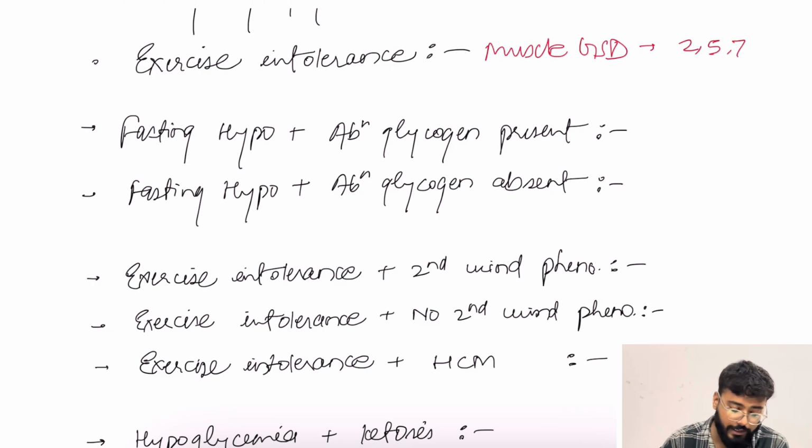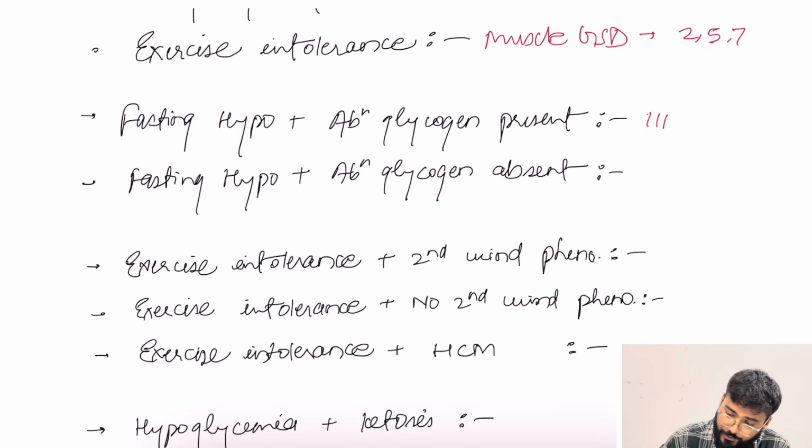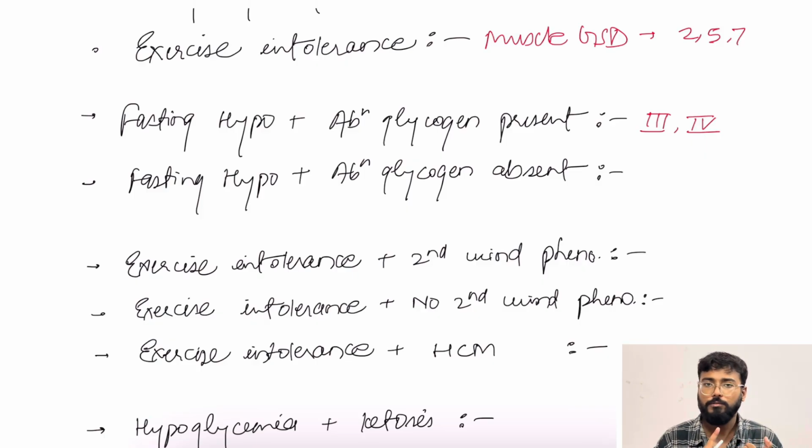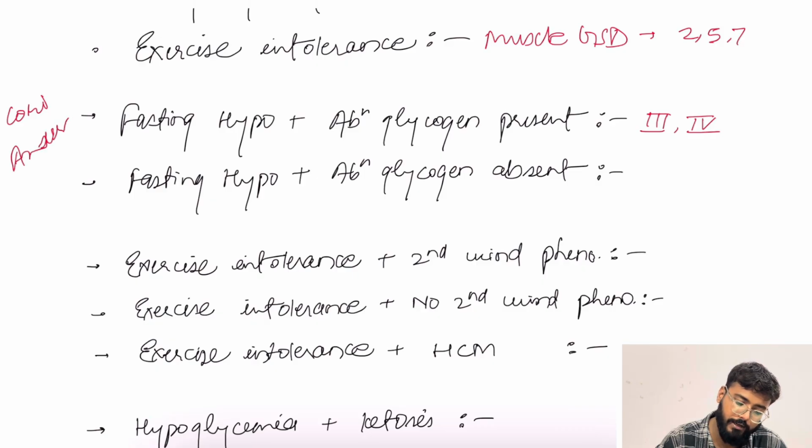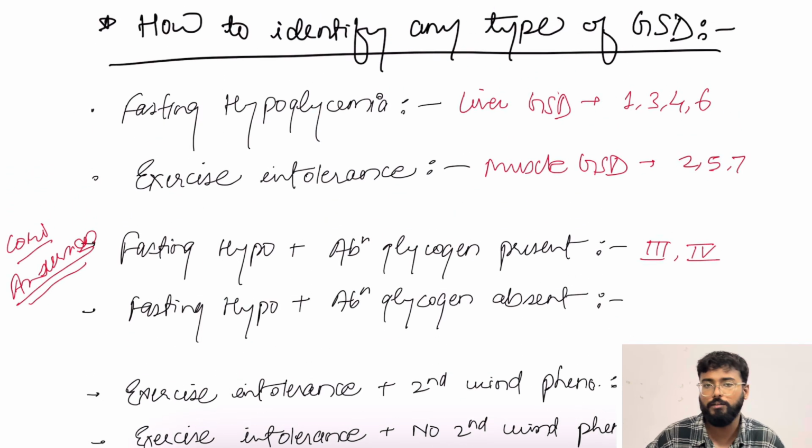If along with fasting hypoglycemia, the question says there is abnormal form of glycogen present, straight away it is either 3rd or 4th. 3rd is Cori's, 4th is Andersen's. C goes with D, A goes with B. C goes with D, means debranching enzyme is defective in case of Cori's, and after that is your Andersen's. Okay, so there is one cricketer named Corey Anderson. So after Corey there comes Anderson.